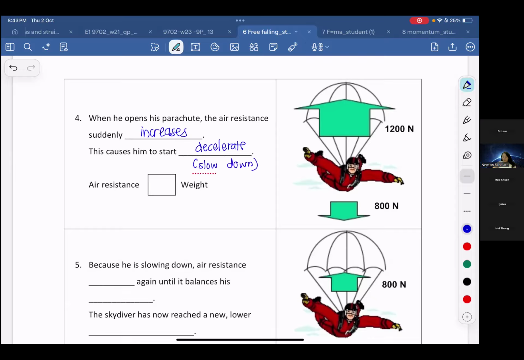Okay, slow down. So your net force right now is actually going up. So this one is 400 Newton, but it's going up. So your acceleration right now is in an upward direction. It's negative, because it opposes your motion. So actually it slows down. You don't tell me that the object moves up. Air resistance now is greater than your weight. It makes it slow down.